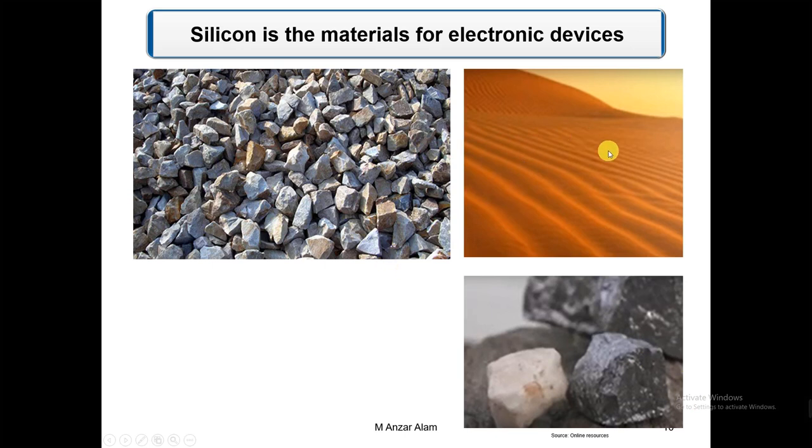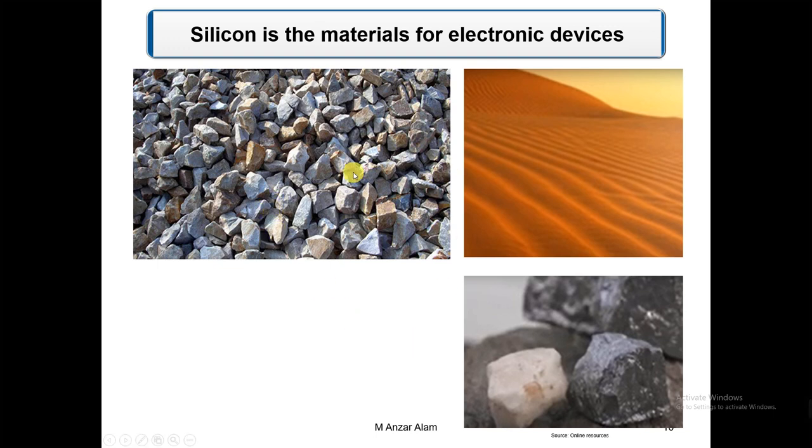These stones are not comprised of pure silicon. So naturally, silicon is not available in its pure form. We have to clean, refine and process it. After processing, we can make pure silicon. And what is pure silicon? We will state that next. So pure silicon can be achieved from the earth's crust.